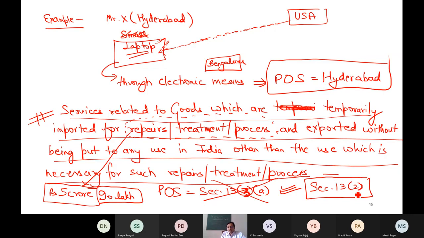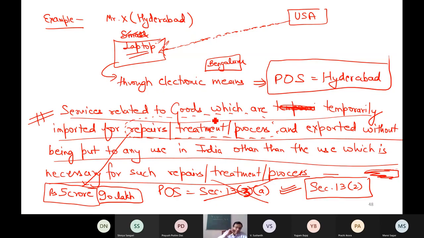Now what is 13 subsection 2? That is a concept which we will cover in the last, not right now. I simply wanted to remove a confusion of yours that in such cases, don't think that place of supply will not be determined. It will be determined, but under different provisions. That's it. This is what section 13 subsection 3 clause A is all about.